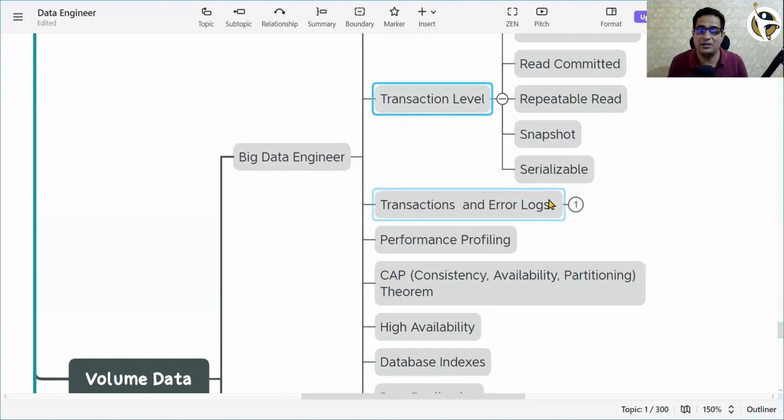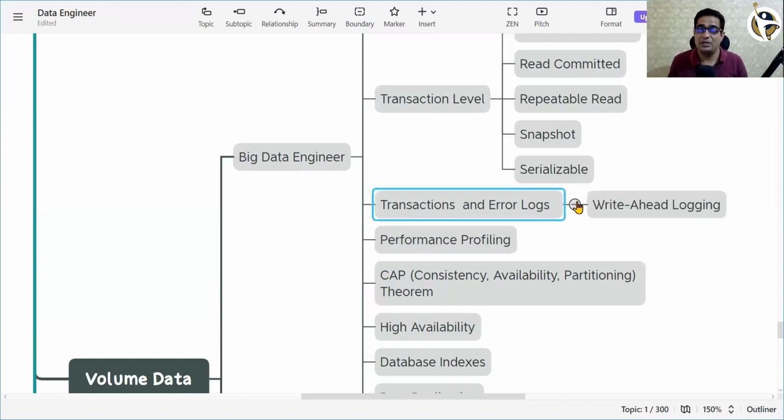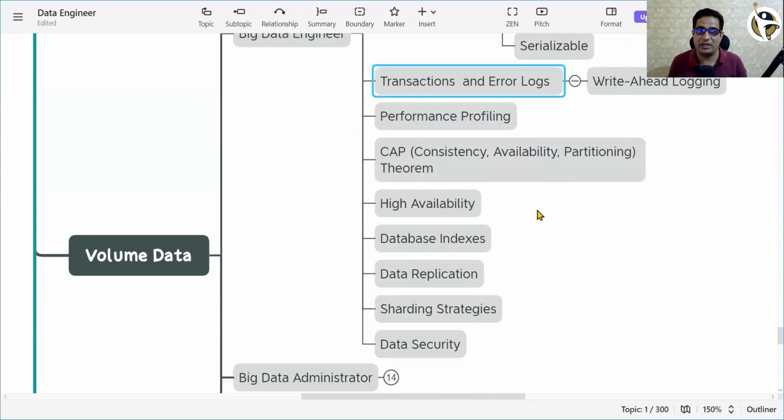That's where the transaction label comes into the picture. Transaction error logs. There is a concept called write-ahead log. What is that and how is it used in the backend? Knowing all these things will give you an edge while dealing with RDBMS or even other sets of data.